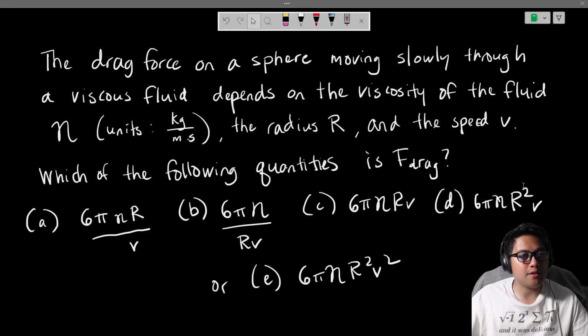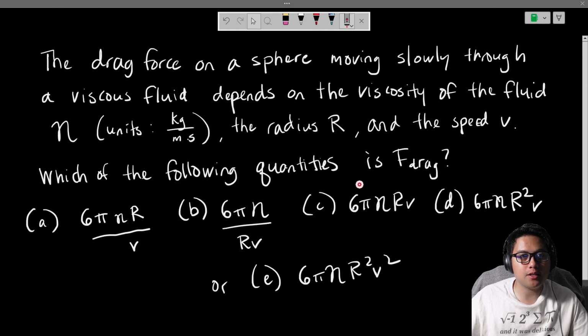So let's take a look at the following problem here. The drag force on a sphere moving slowly through a viscous fluid depends on the viscosity of the fluid eta, which has the units of kilograms per meters times seconds, the radius r, and the speed v. Which of the following quantities is the drag force, F drag? So you have 5 options here, A through E, and by using dimensional analysis, you can easily determine which one of these multiple choice answers has to be the correct one.